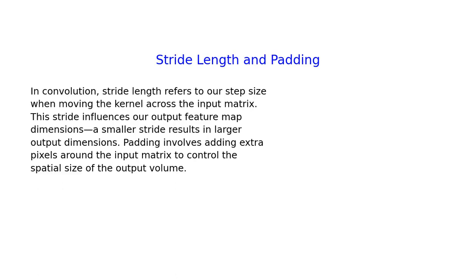In convolution, stride length refers to our step size when moving the kernel across the input matrix. This stride influences our output feature map dimensions. A smaller stride results in larger output dimensions. Padding involves adding extra pixels around the input matrix to control the spatial size of the output volume.